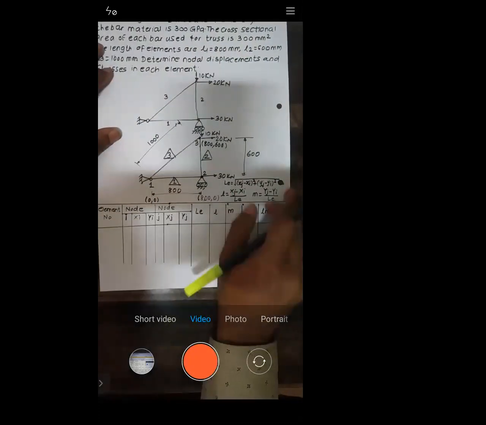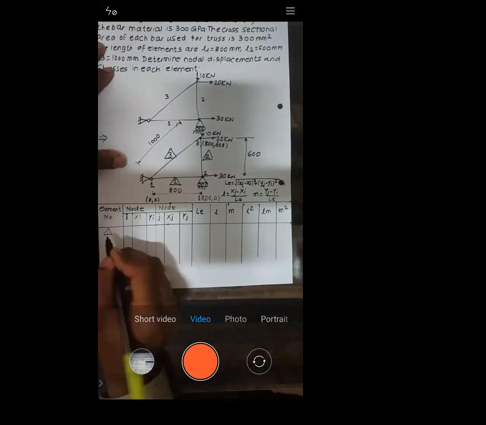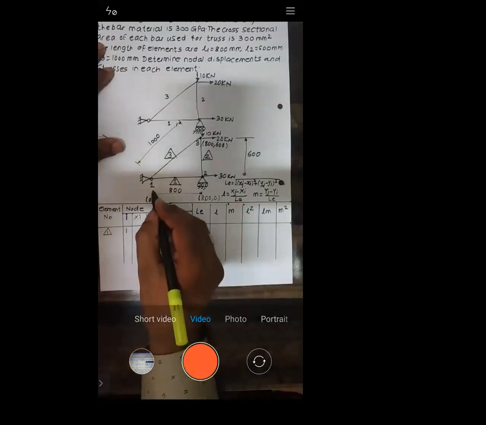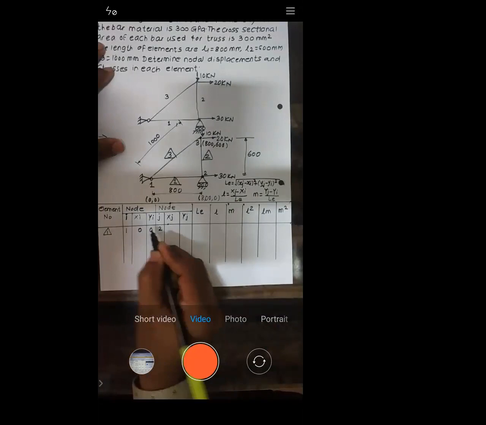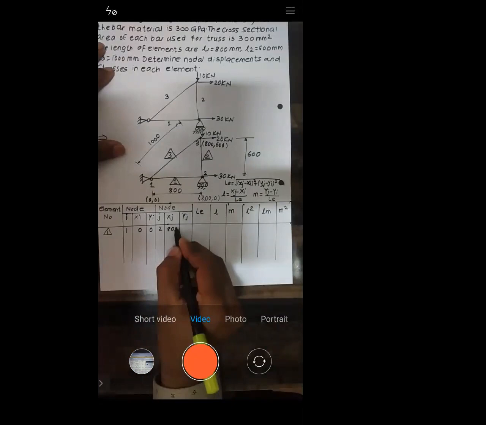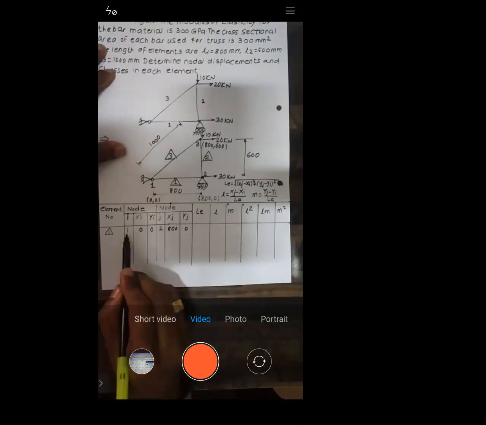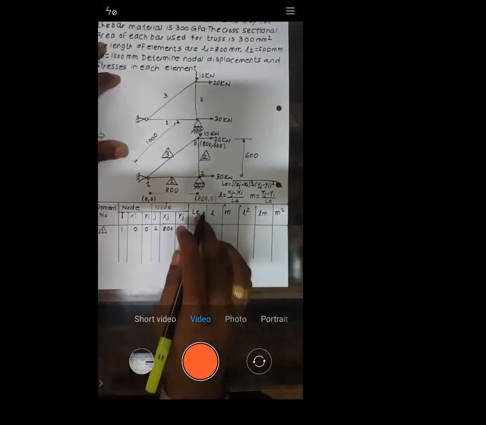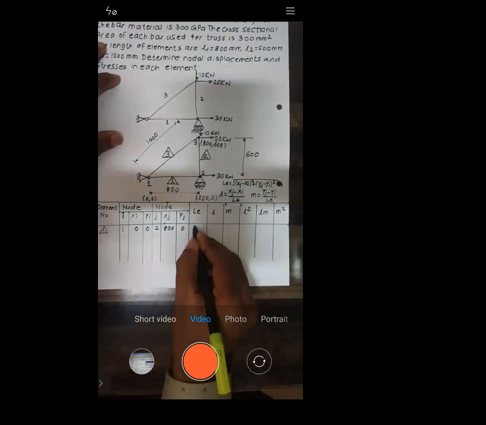Now tell me for element number 1. It is between 1, 2. So I should write here 1, 2. For node number 1, it is 0, 0. For node number 2, it is 800, 0. Try to understand. Element number 1 is between 1, 2. What is the coordinate for node 1? It is 0, 0. For node 2? It is 800, 0. Now, what is the length of element number 1? It is directly given, 800.